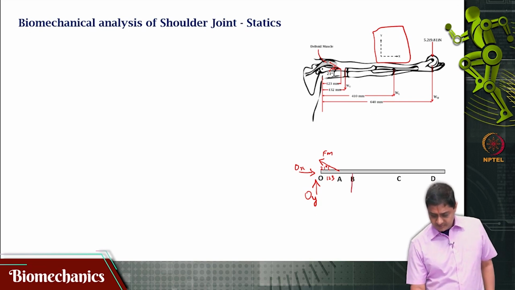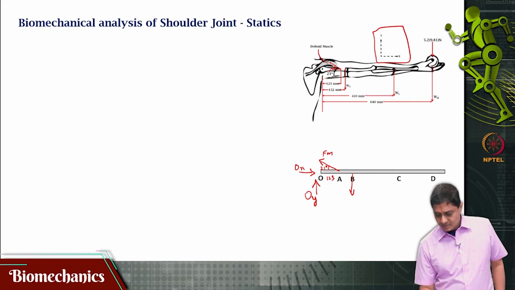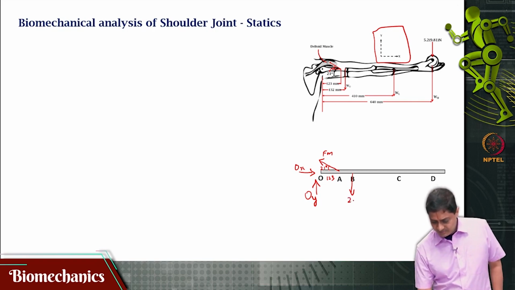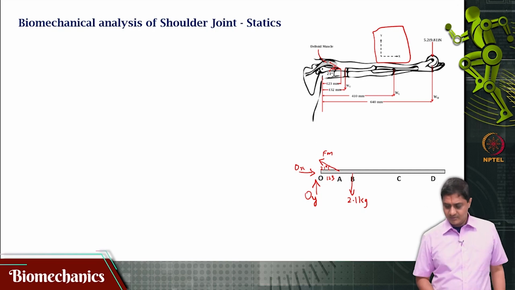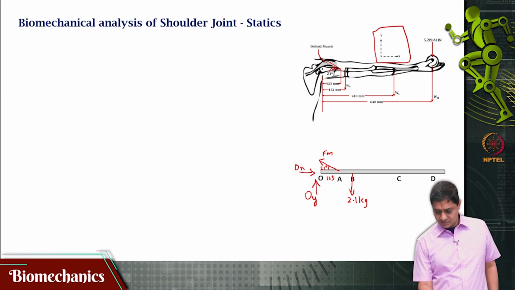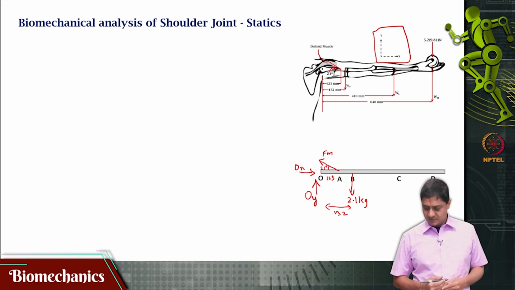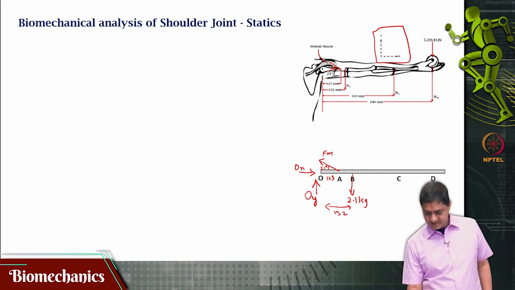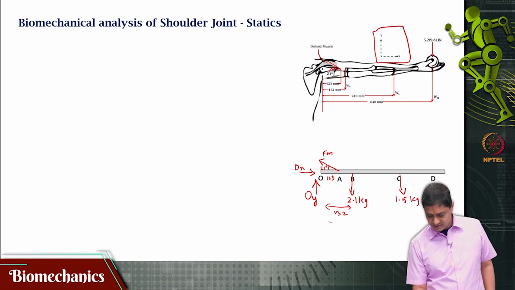At point B, the weight of the upper arm is acting, that is 2.1 kg, and that distance is 132 mm. And at point C, the weight of the forearm or the lower arm is acting, and its mass is 1.5 kg, and that distance is 410 mm.